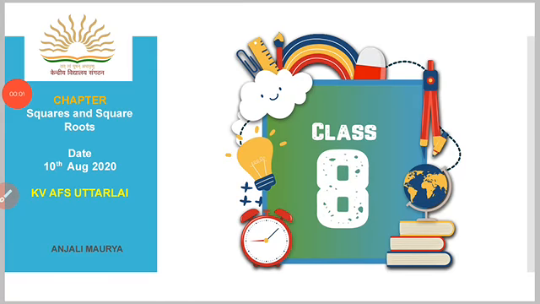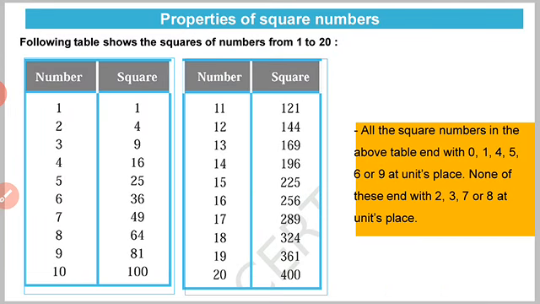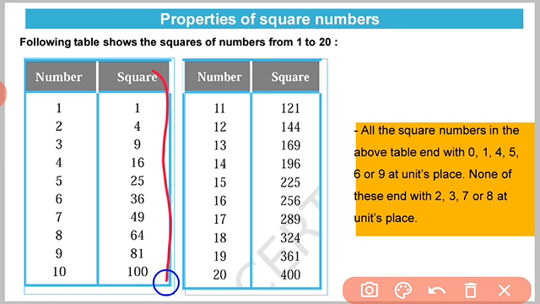Good morning, students. Let us start a new topic in the same chapter, that is squares and square roots. Properties of square numbers. The following table shows the squares of numbers from 1 to 20. Observe the square numbers written in the second column. Observe the units place of each square number.